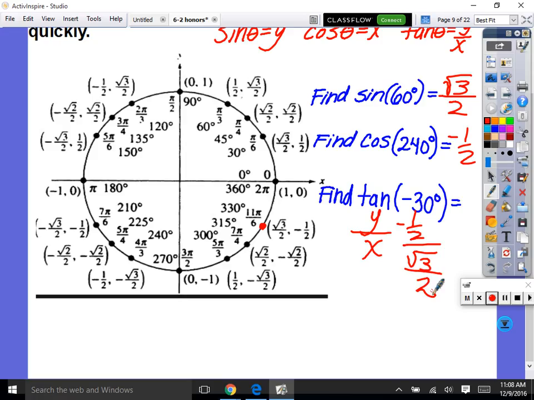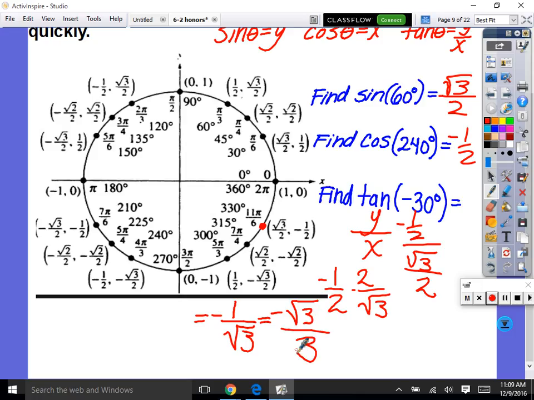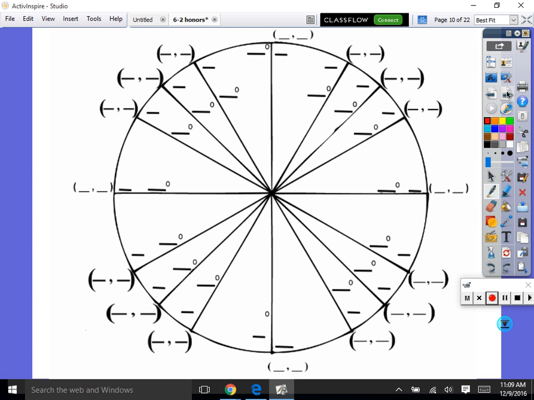So dividing fractions is easy as pi. We flip the second and we multiply. So we're going to have -1 over the square root of 3, which we would rationalize the denominator, and we should be able to quickly see this is negative square root of 3 over 3. So the unit circle makes it really fast and easy to evaluate a lot of trig functions and find the exact value.